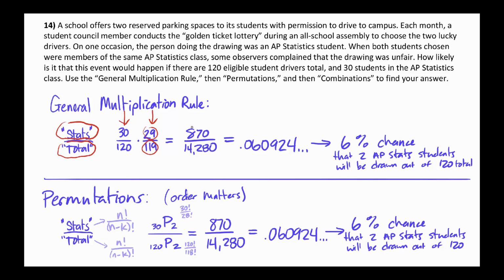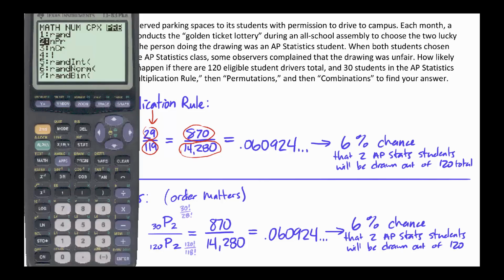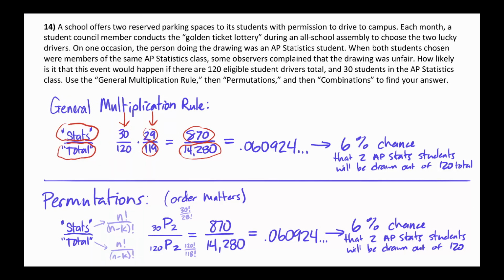30 times 29 is 870. 120 times 119 is 14,280. If I go in my calculator and divide those out, 870 divided by 14,280, I will get 0.060924, and so on. That is a 6% chance that 2 AP Stats students would be chosen out of 120 people total. So the odds aren't great, but it's not like they're non-existent. They could happen every once in a while.